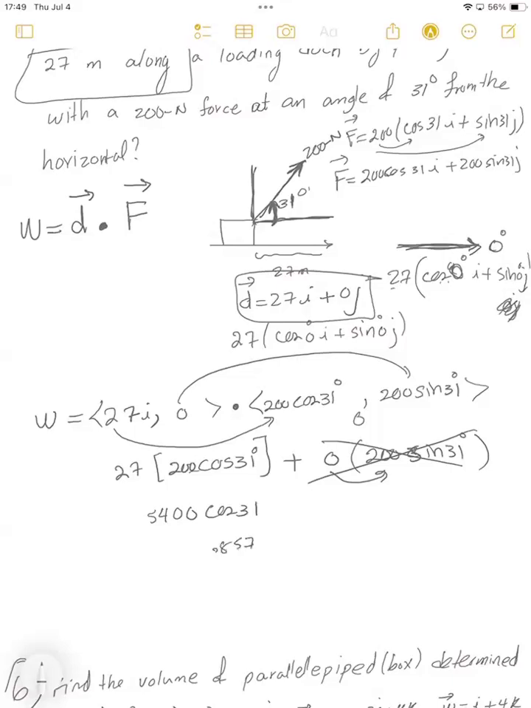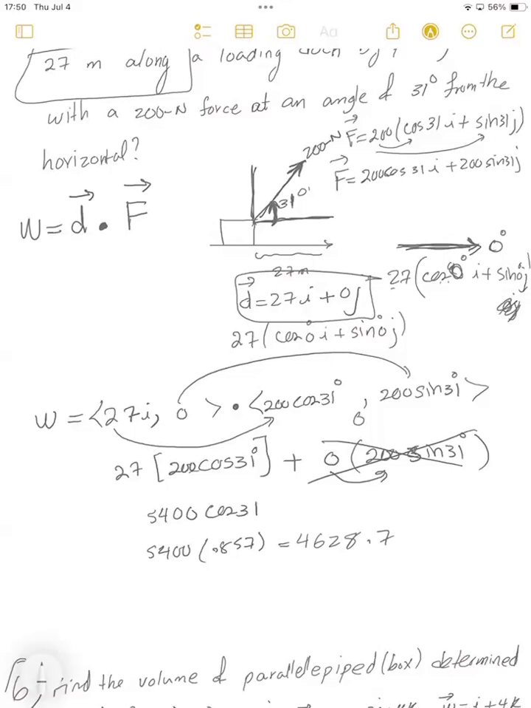Rounded to 3 decimal points. And then I multiply it by 5,400. And I got 4628.7. That's what I got.